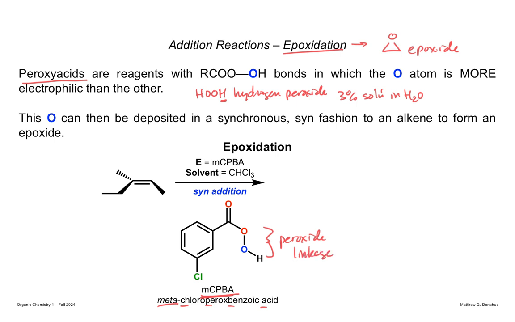And I've highlighted one of the oxygens in blue. That's the oxygen that actually ends up in the epoxide. So MCPBA in chloroform is going to epoxidize the alkene through a syn addition. Because each of those carbon atoms is going to be bonded to that oxygen, it has to be deposited in a synchronous, syn fashion.